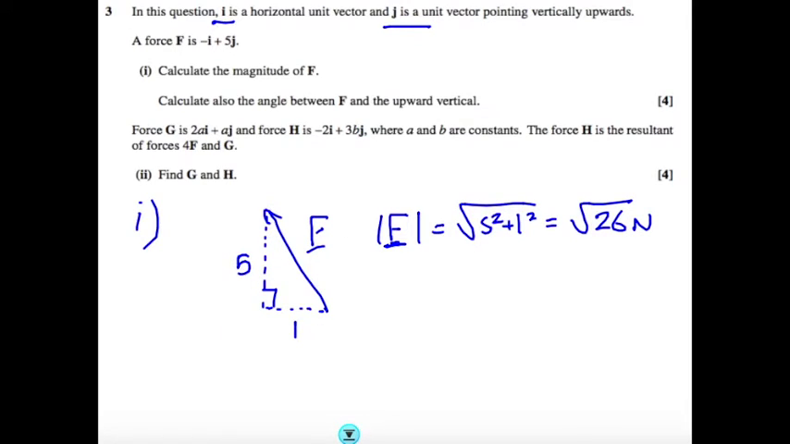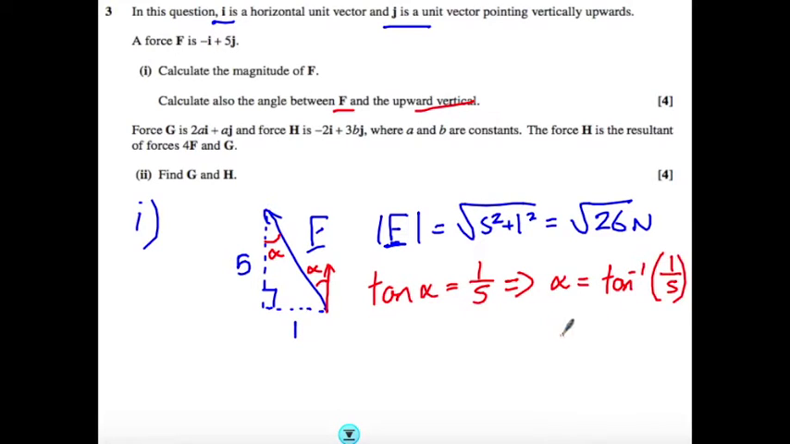We also want to find the angle between F and the upward vertical. So in other words, the angle between F and this red line here. And because of alternate angles, we know that'll equal that there. So we try and get it into our triangle. So we can see tan alpha, just using SOHCAHTOA, will be opposite over adjacent, so 1 over 5. So if we put it into our calculators, alpha equals tan to the minus 1 of a fifth. That should give you 11.3 degrees to 3 significant figures.